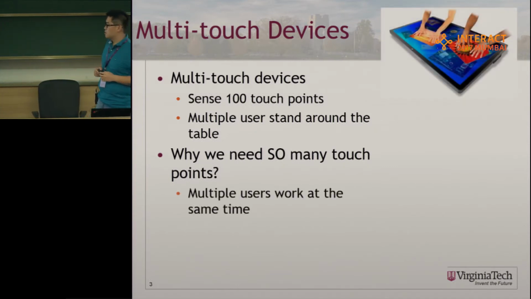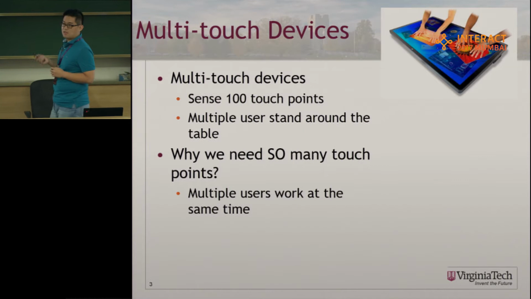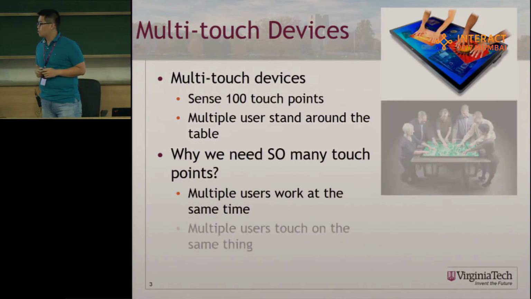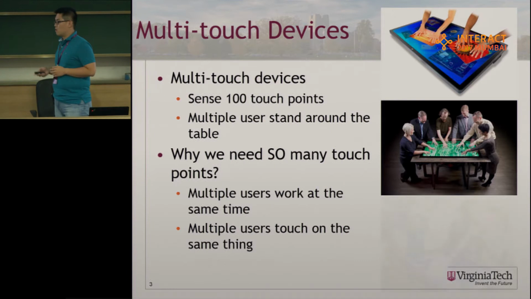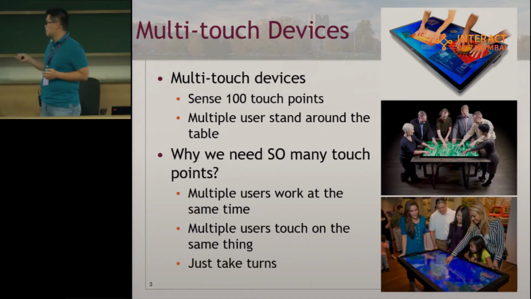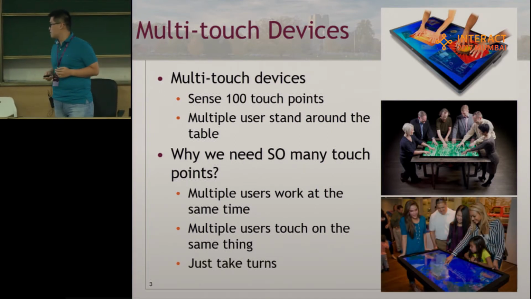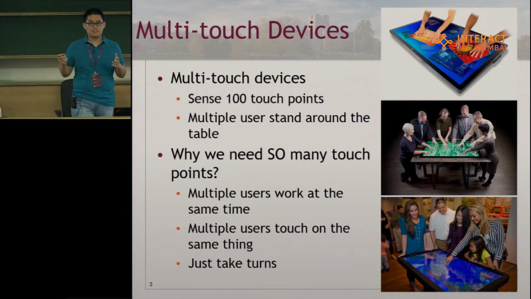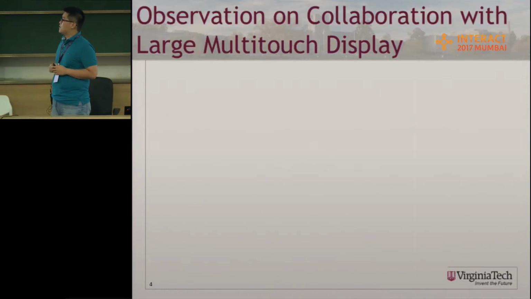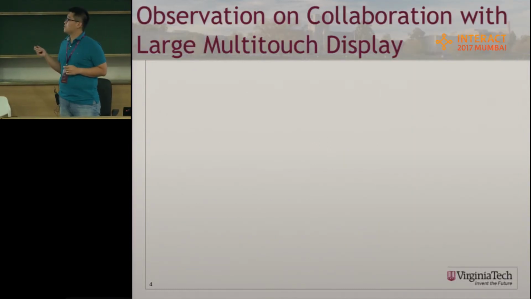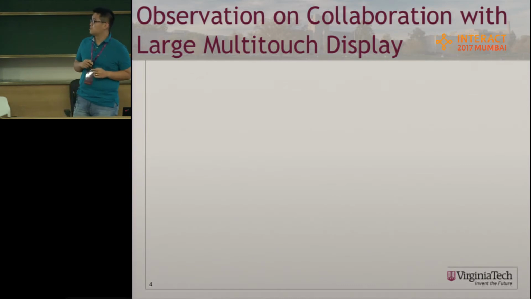Do we want multiple users to work at the same time on different things side by side? Or do we want multiple users to touch the same thing, fighting against each other for one thing and trying to move it? Or the users don't care about this. They stand and look at others' interaction, and when somebody touches the display, they take turns to access the display. So to investigate these questions, we performed an observation on collaboration with a large multi-touch display.